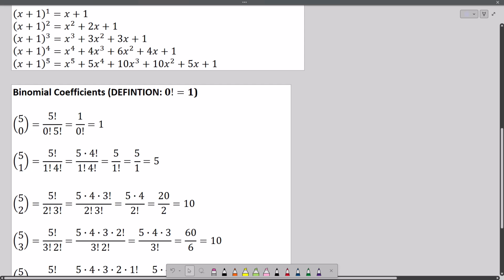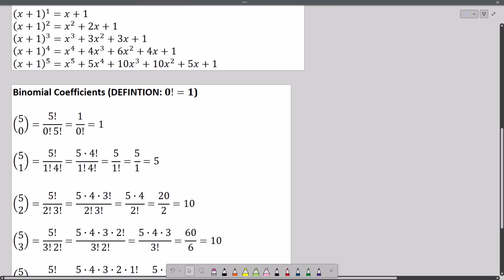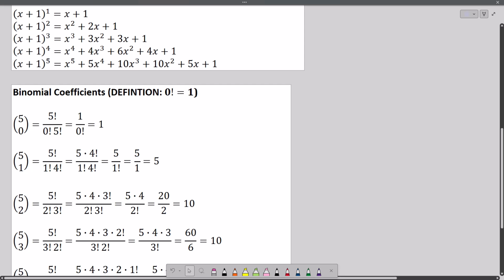5 choose 0. So we're focusing on this one right here. So 5 choose 0. Definition: 5 factorial over 0 factorial, and then 5 minus 0 factorial. By definition, 0 factorial is 1. Not intuitive, but that's by definition. It makes all the formulas really simple and no special cases. So if you define 0 factorial to be 1, there's your 1. That's the coefficient right there.